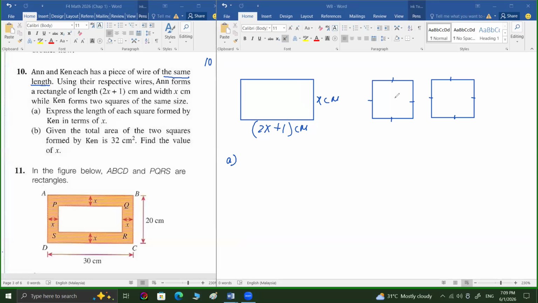While Ken forms two squares, can you see that? Of the same size. You also express the length of each square formed by Ken in terms of x. Any of you? How to make the length? How to form the length of each side?